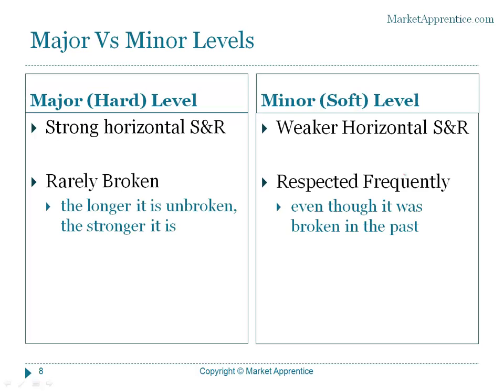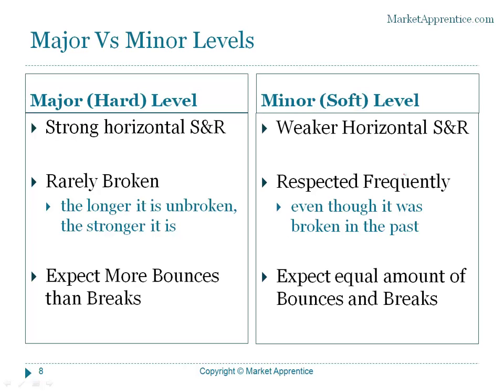A major level is rarely broken. In fact, as I mentioned before, the longer it is unbroken, the stronger it is. On the other hand, a minor support level is respected frequently, even though it has been broken in the past. So just because a level has been broken doesn't mean it's not a level anymore. It just means it's become weaker.